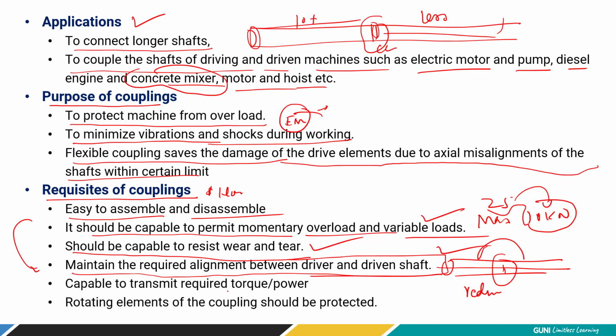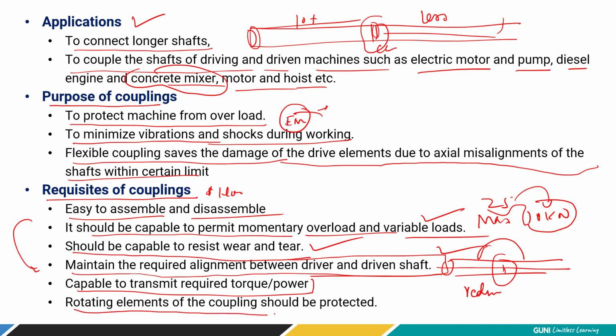It should be capable of transmitting the required torque and power, right? It's very simple. If you simply connect the two shafts but have a thin wall thickness, it is not able to do the power transmission. So it must be able to transmit the same power that is being transferred from the shaft to the key and from the key to the coupling.